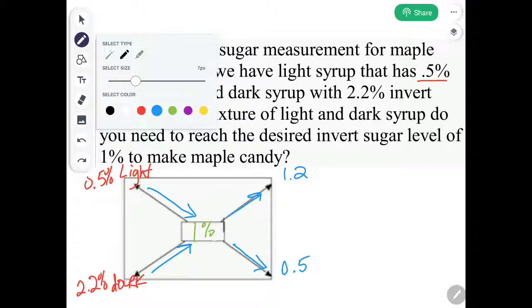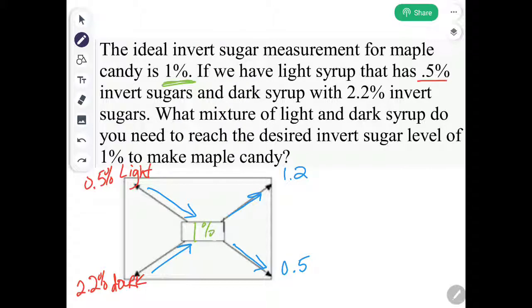The next step is to add these two numbers together. So 1.2 plus 0.5 is 1.7. That's going to become the bottom of the denominator.